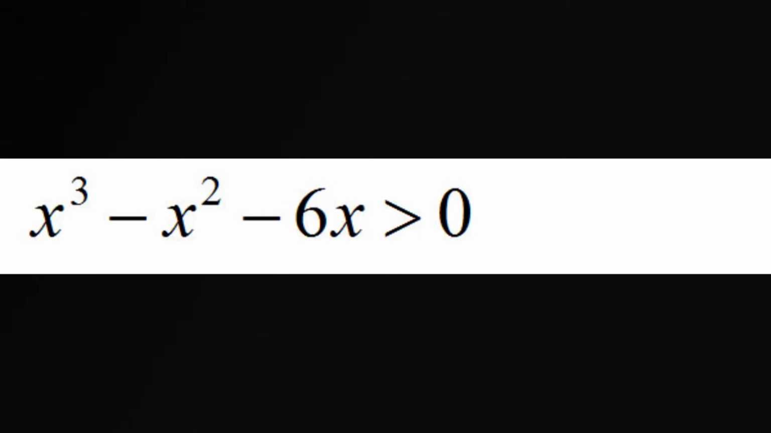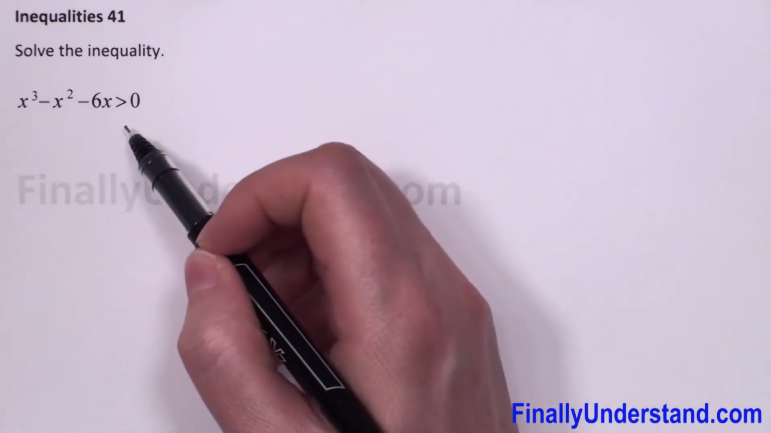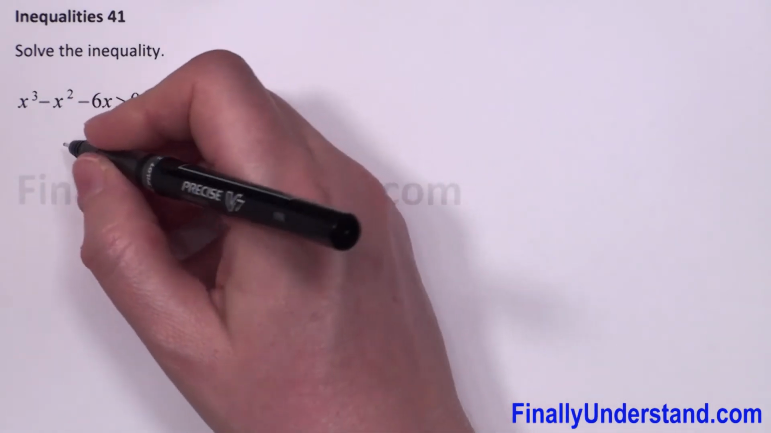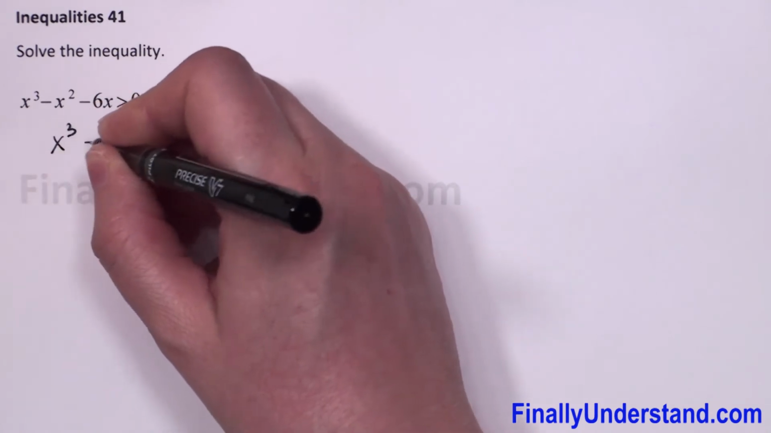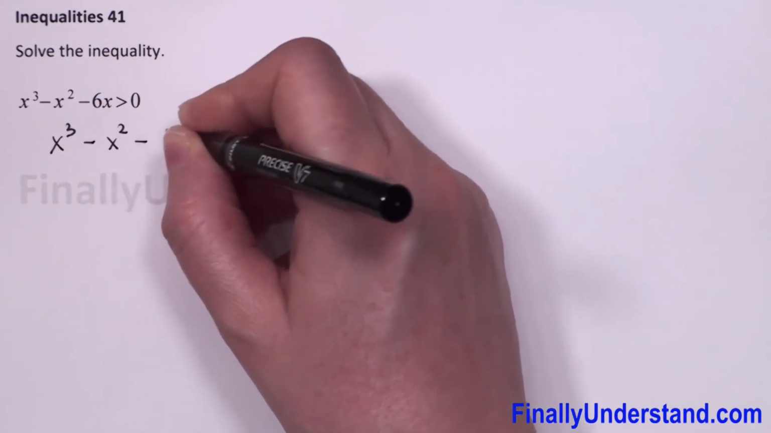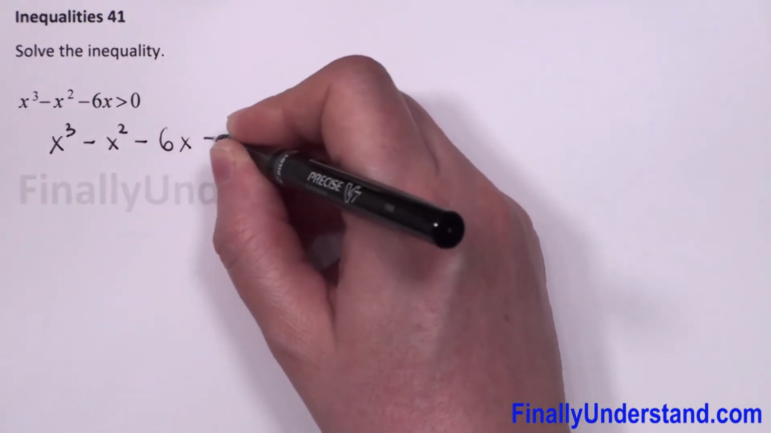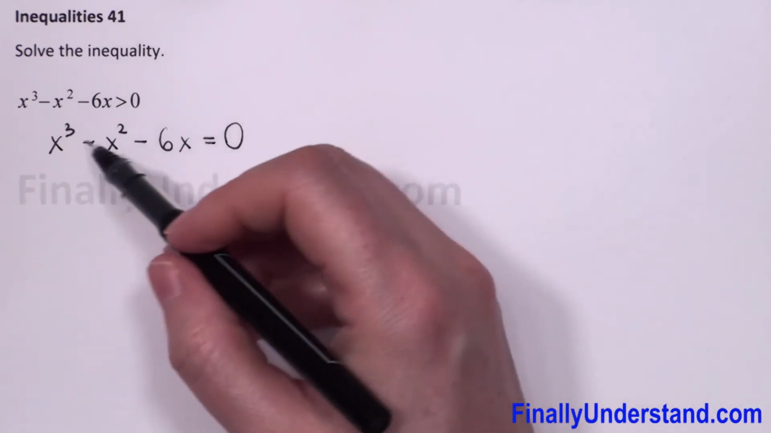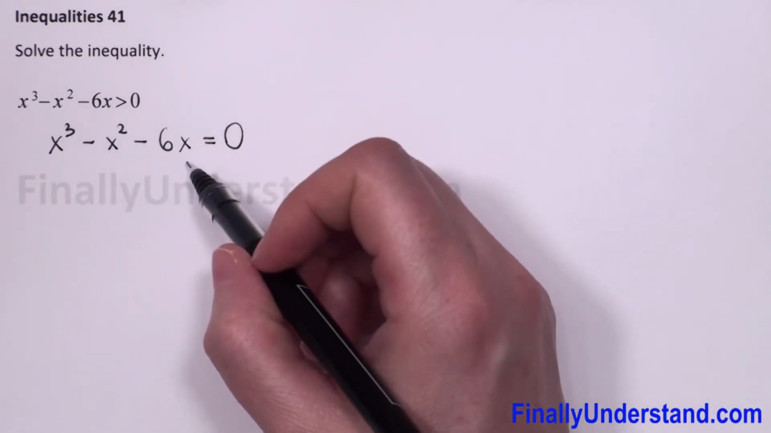Let's see our next example. We have a third degree inequality. So first we have to make an equation. Whatever is on the left side must be equal to 0. We have x to the third power minus x squared minus 6x is equal to 0. We have a third degree equation.